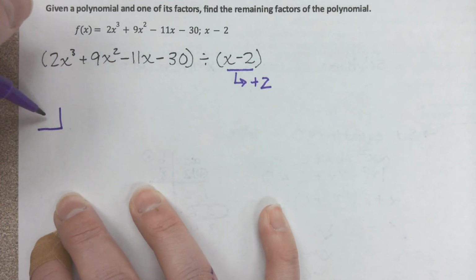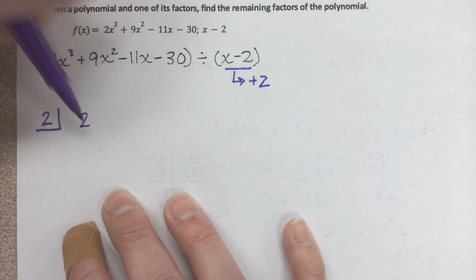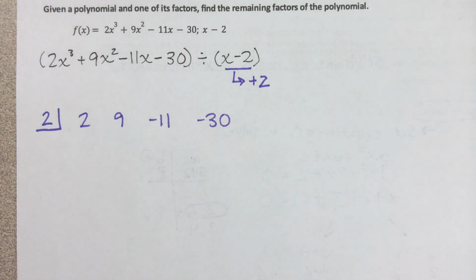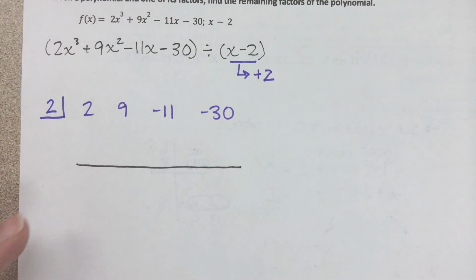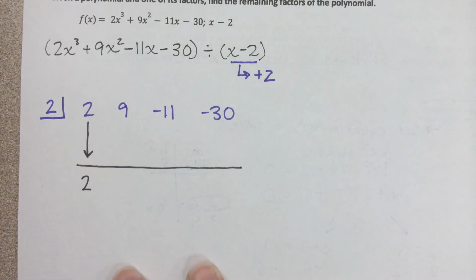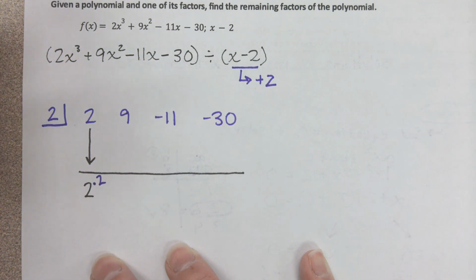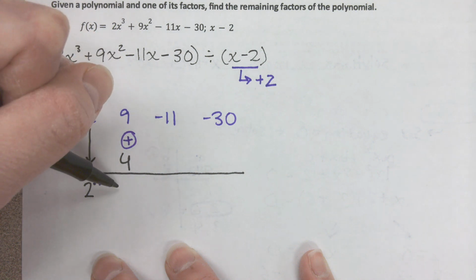Setting up our synthetic division, we have 2 inside the backwards L. And then we take all of the coefficients, 2, 9, negative 11, negative 30. Draw the line for your workspace. Let's begin. First thing we do is bring down that first coefficient, 2. From here we multiply, add until we're done. 2 times the divisor, 2. 2 times 2 is 4. Add down, 9 plus 4 is 13.